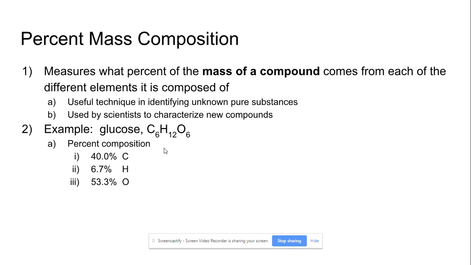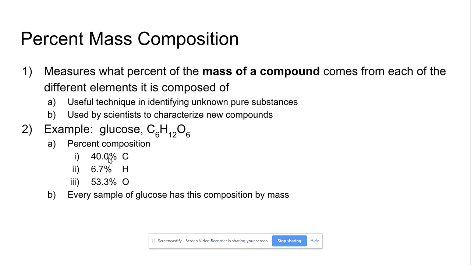Now, this might strike you as peculiar because 50% of the atoms in glucose are hydrogen, but only 6.7% of the mass comes from hydrogen. And that's because hydrogen is a very light element, at least compared to carbon and oxygen. So every sample of glucose anywhere in the world will have this exact same composition by mass.